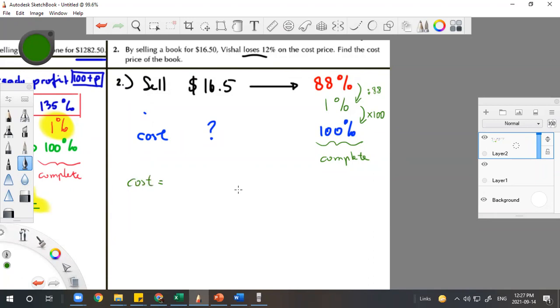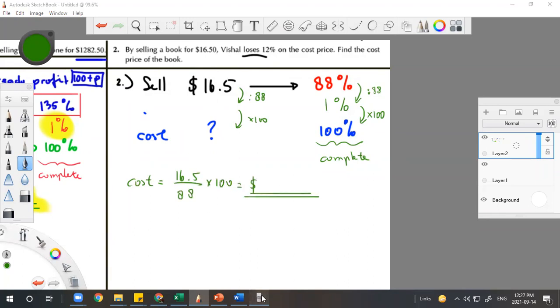It's supposed to be higher than the selling price, right? Because they lose the money. So start from 16.5 with the same understanding: divide by 88, I put it on the bottom, times by 100. So this will be the cost price.